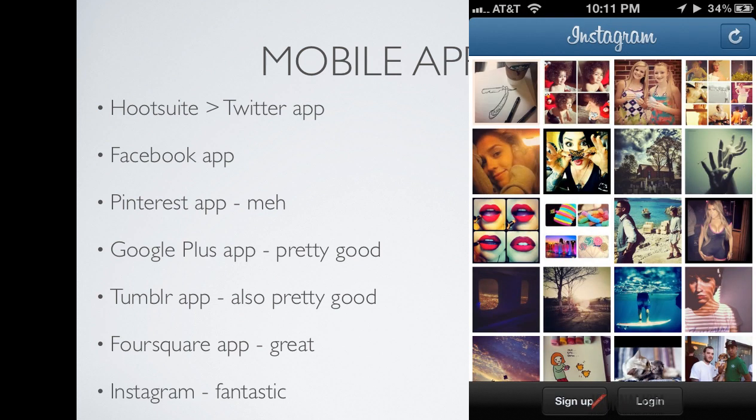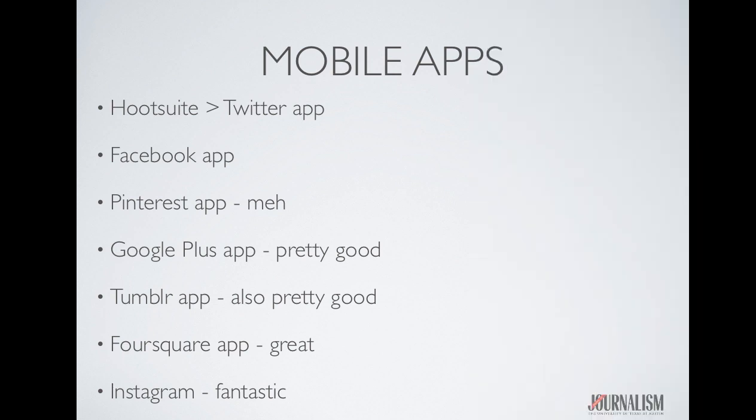Instagram is fantastic. It is definitely the pinnacle, in my opinion, of social media apps. There's a reason why Facebook paid $1 billion to acquire Instagram. I think it's because they're really good with their mobile app.